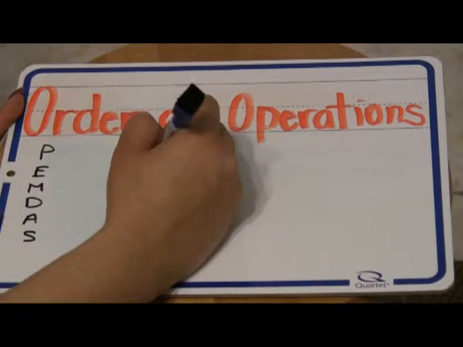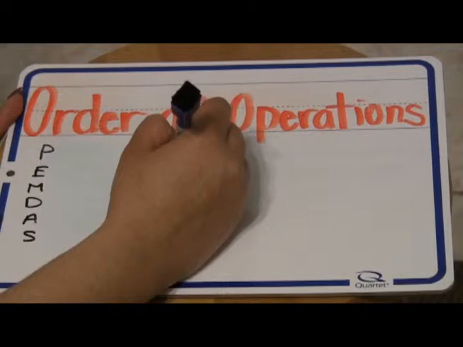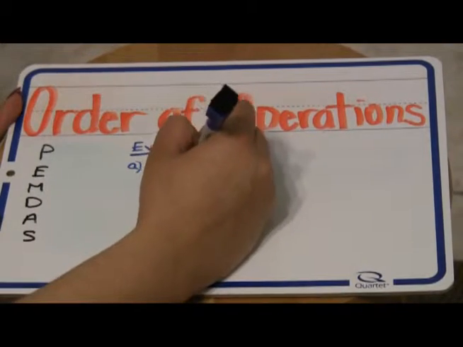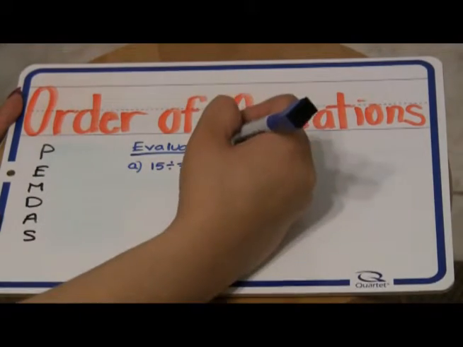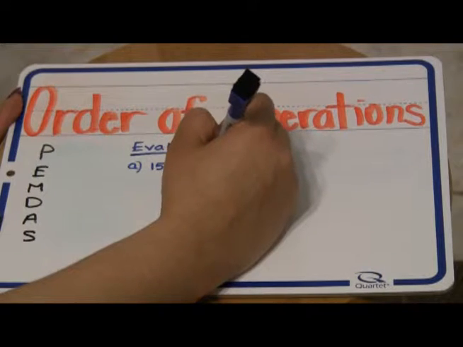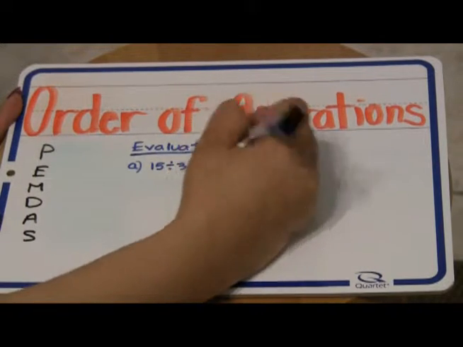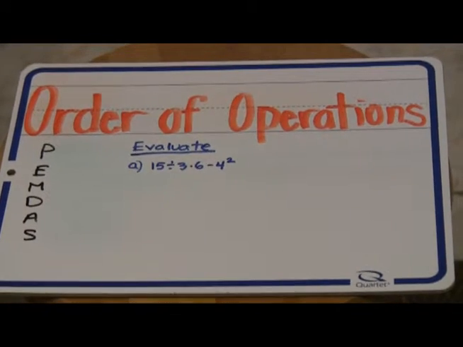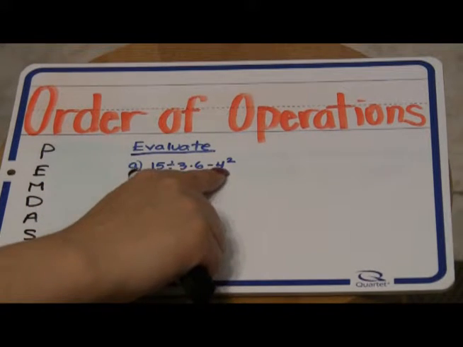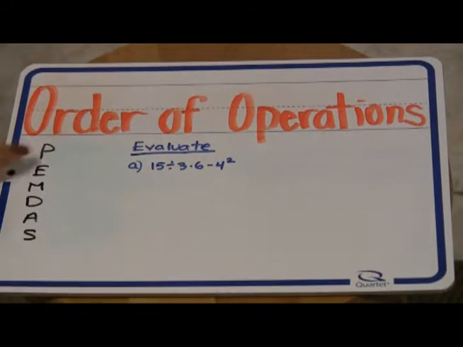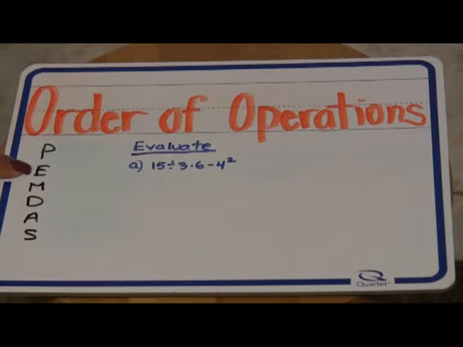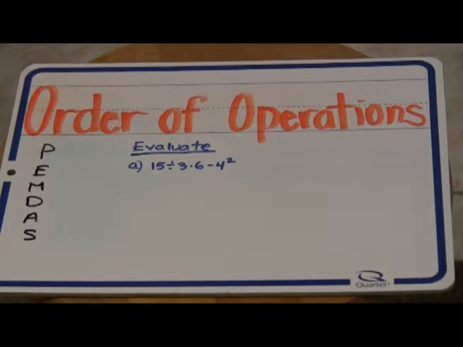In our first example, letter A, we have 15 divided by 3 times 6 minus 4 squared. Based off our acronym, the first thing that we look for is parentheses. So if you look at our expression here, there are no parentheses.